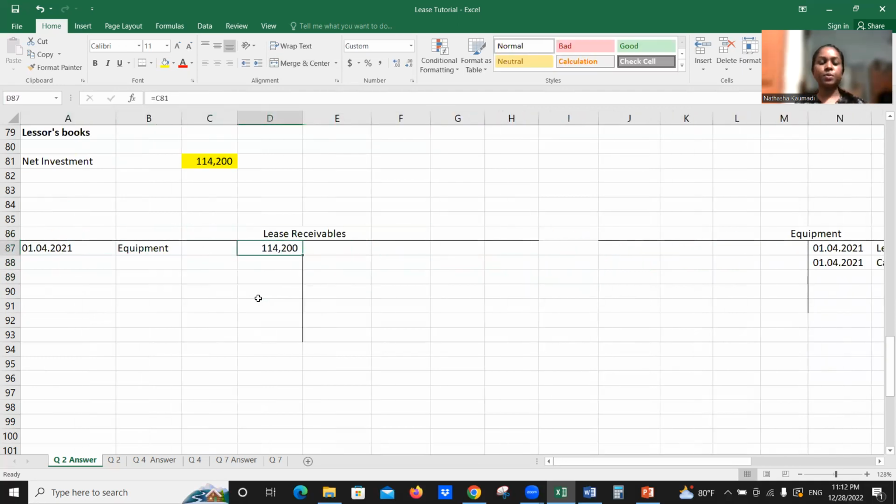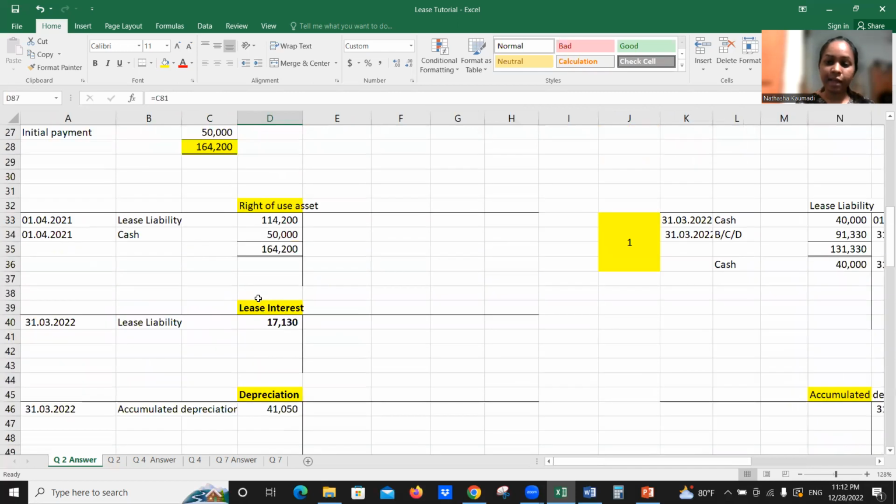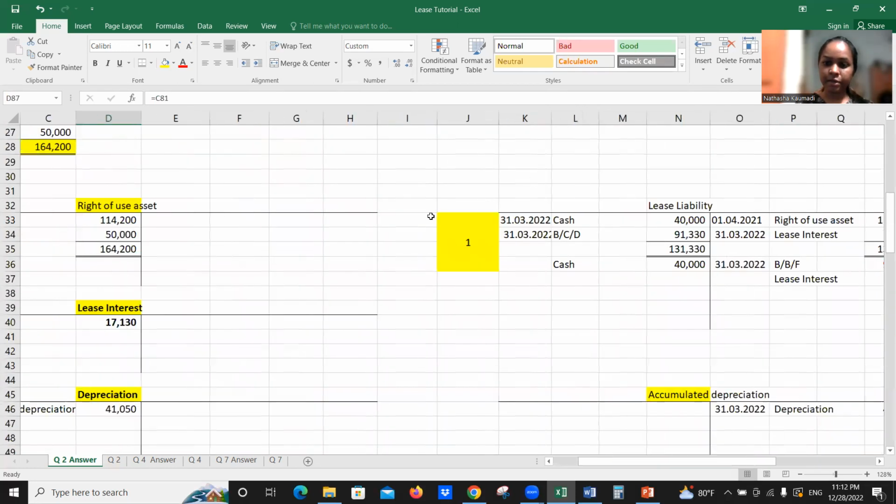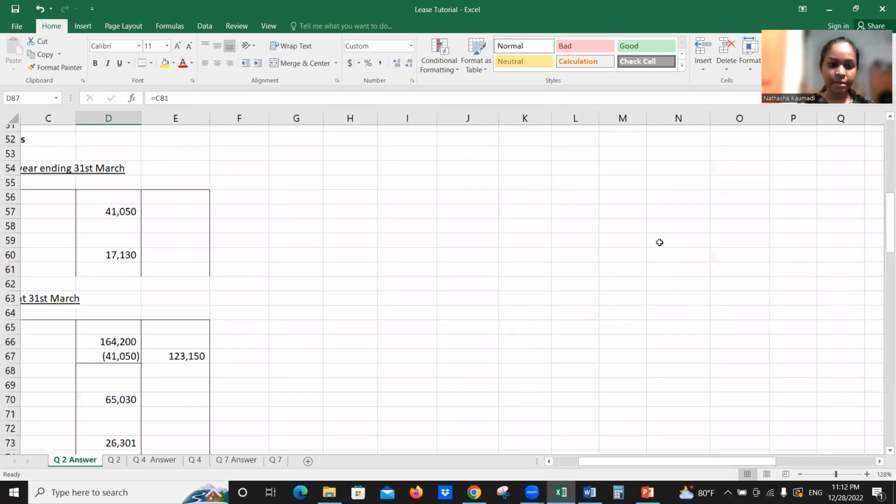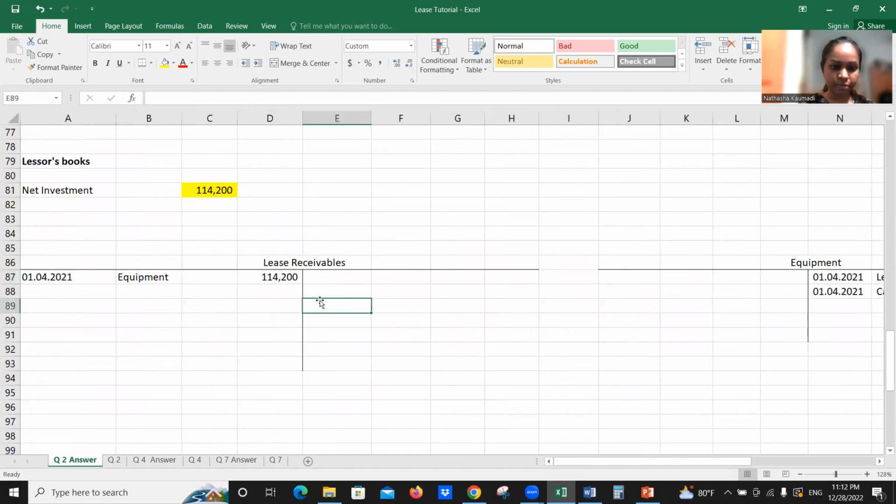Okay. So lease receivables is 114,200. This is the ledger account we need. Similar to what we did for the lease liability, in the lease receivables account you need to recognize two things. What are the two things? On the lessee's side, we identified lease interest as an expense. So what happens on the lessor's side? You need to recognize lease interest income.